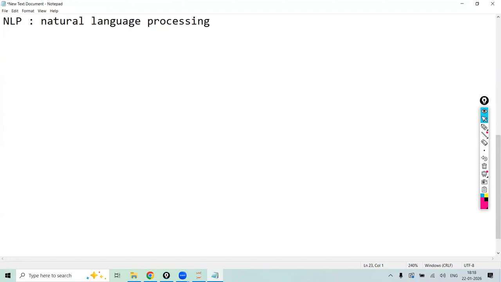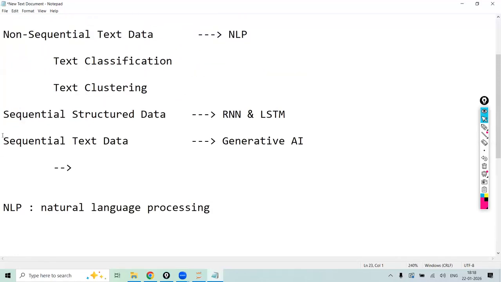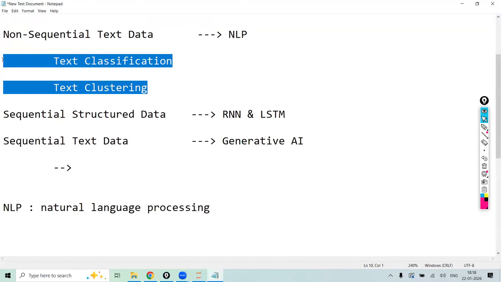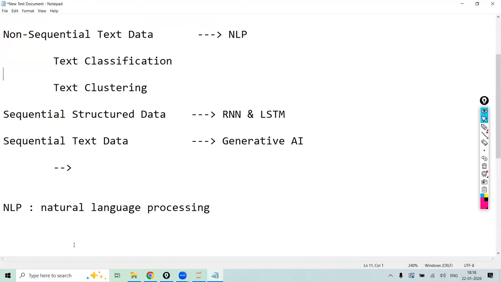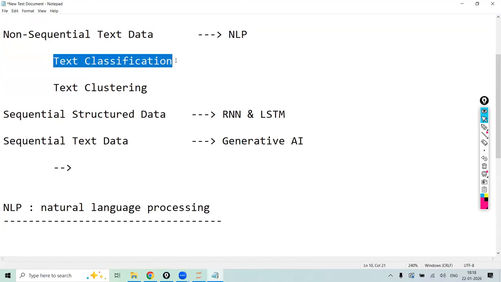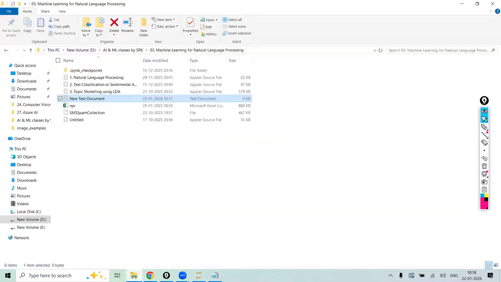Now, as I've told you, two types of projects are there. One is called the text classification project. As I told you earlier, text classification project and text clustering project, two types of projects are available. So first we are going to start with the text classification project. Now let us understand how this text classification project works, and based on that, we can move on further. I'm going to explain how the text classification project is going to work.